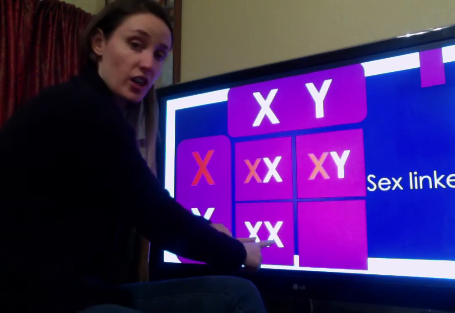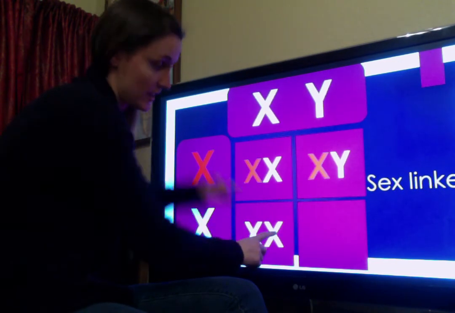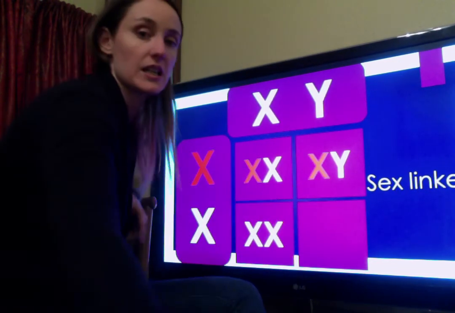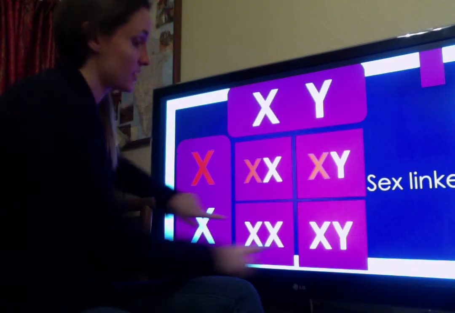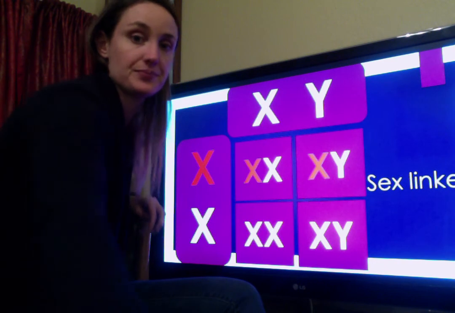Here, this daughter is fine. She does not have the trait, and she is not a carrier. And here, this son is fine. He does not express the trait.